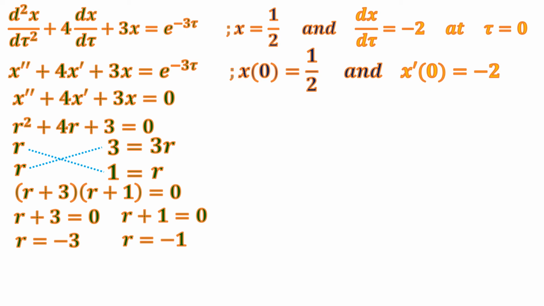So let's have now the complementary solution. Instead of yc, it's now xc because there's no y in our variable, it's x. So xc is equal to c1 e to the negative 3t for the negative 3 root, and c2 e to the negative t for the negative 1 root. That is our complementary solution. Now let us find the particular solution of our given. So this is our given. Now we're gonna find the particular solution, the xp.